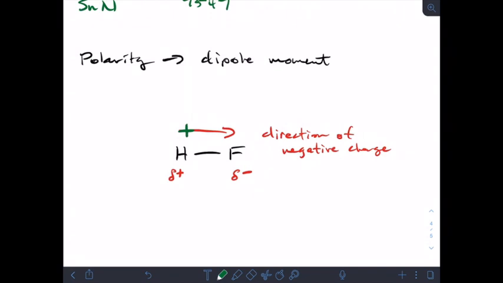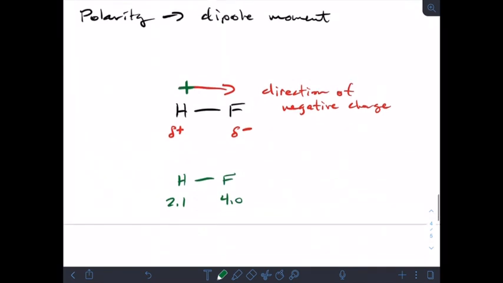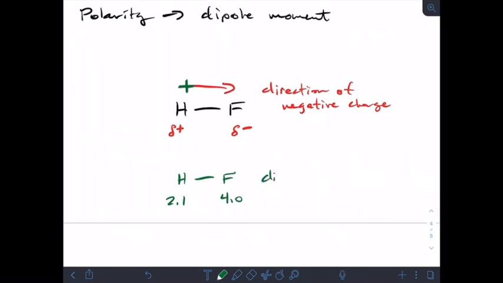Now, let's come back to this idea of the electronegativity values, those numbers, right? So my electronegativity value for hydrogen is a 2.1. My value for fluorine is a 4.0. The difference in those two values tells whether it's polar or not.